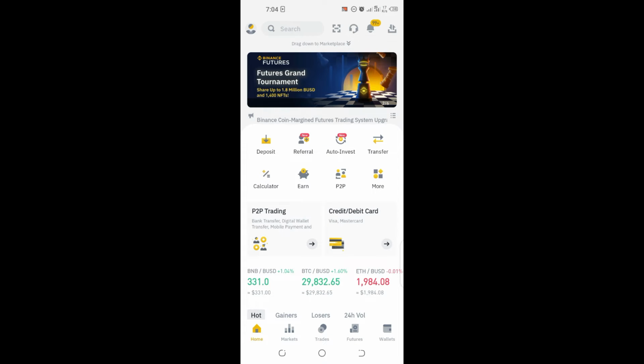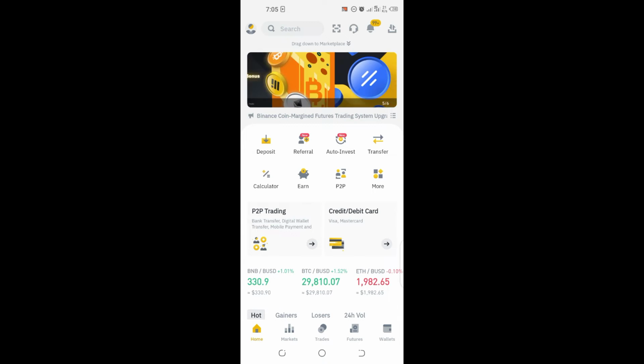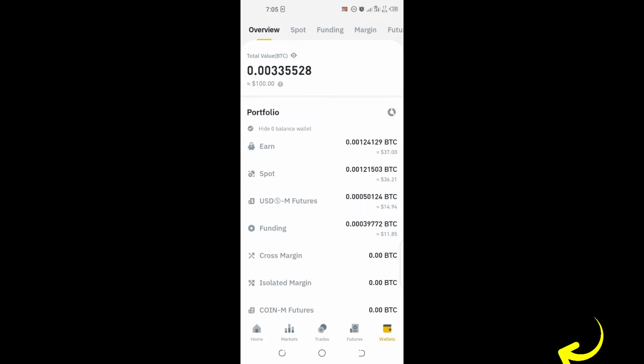When you're on Binance Pro, you can see some menu icons at the bottom of your app. You have home, markets, trades, futures, and then wallets. If you want to see your balance, you click on the wallet icon, then you will be able to see your balance. Right now I have $100. As you can see on the top, under overview, I have $100.